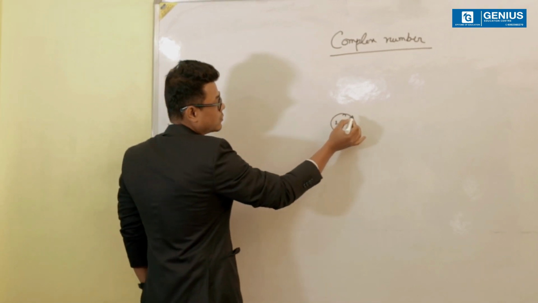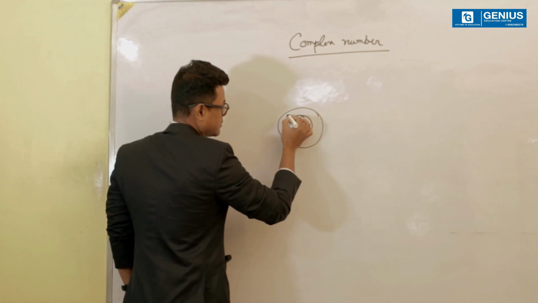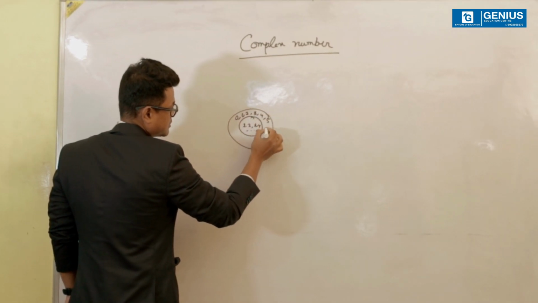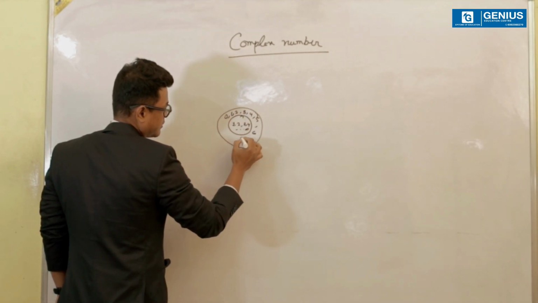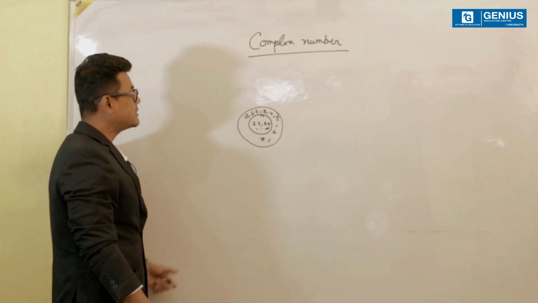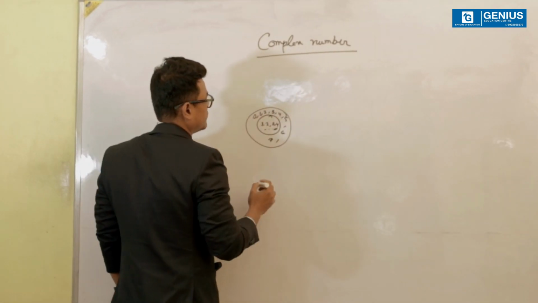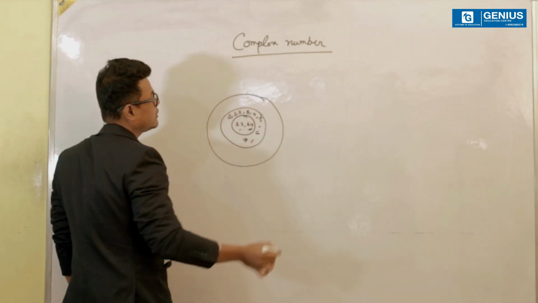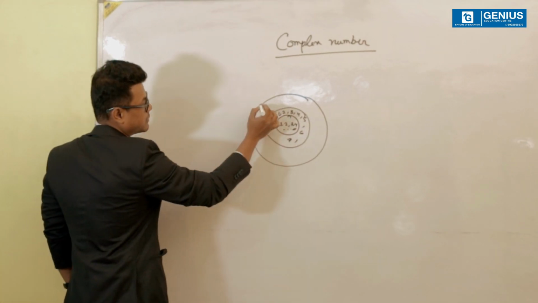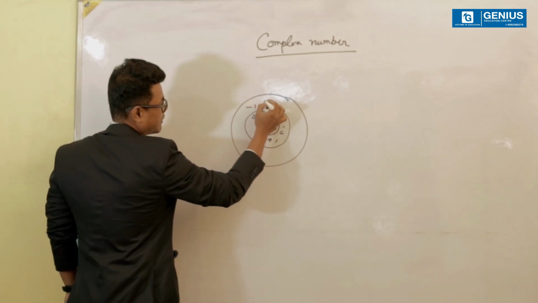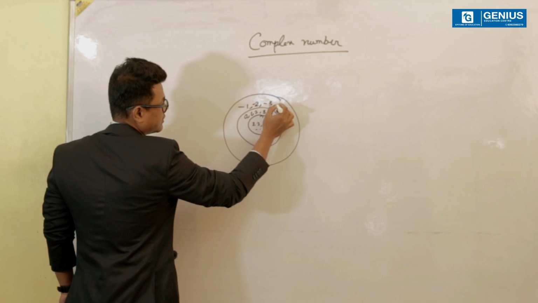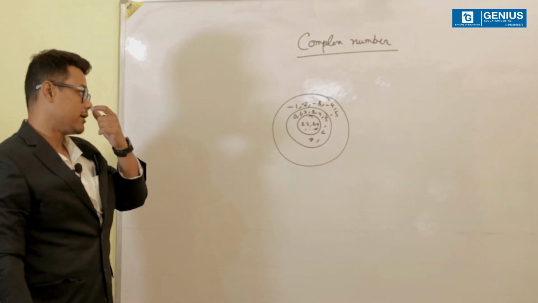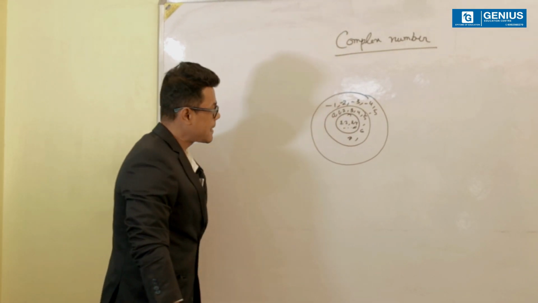When you add a 0 to these numbers, like 0, 1, 2, 3, 4, 5, 6, 7, 8 and so on to infinity, these become your whole numbers. Then if you include the negative numbers along with the whole numbers, like minus 1, minus 2, minus 3, minus 4, minus 5, together all these numbers become your integers.